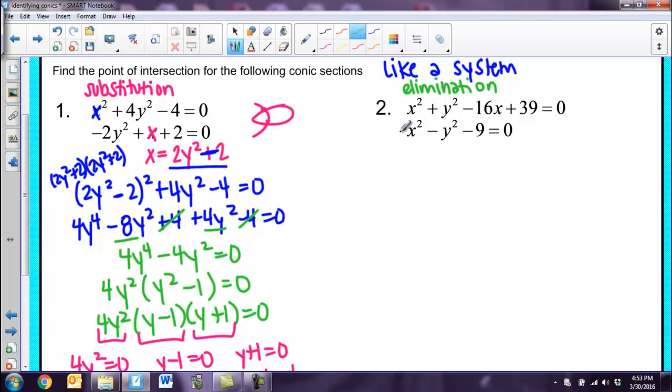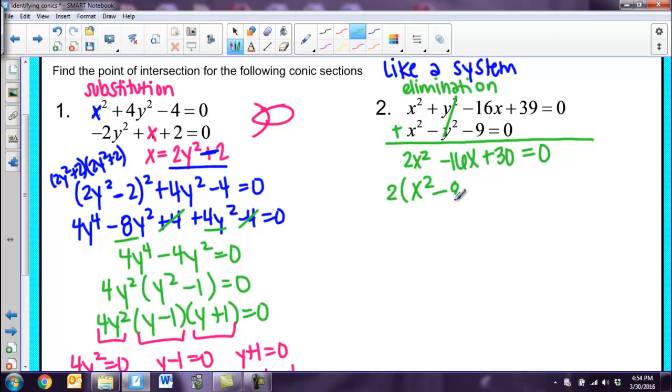So if I notice here, if I add these two equations together right as they are, I have x squared plus x squared, which gets me 2x squared, but y squared minus y squared goes away. Then what I'm left with, there's only the 16x term, and then 39 plus negative 9 is 30. I'm just left with an equation in one variable, and I can go ahead and use all of my factoring and stuff in order to solve this. So I could just take out a 2.